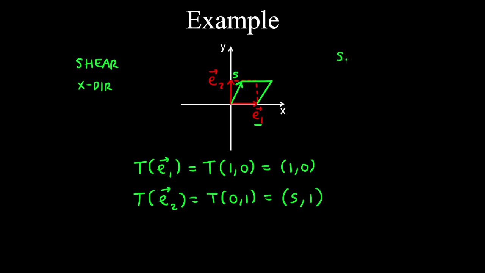So therefore our standard matrix for this transformation is 1, 0 and S, 1. So note that if S is less than 1, then our shear distortion will be in the opposite direction.